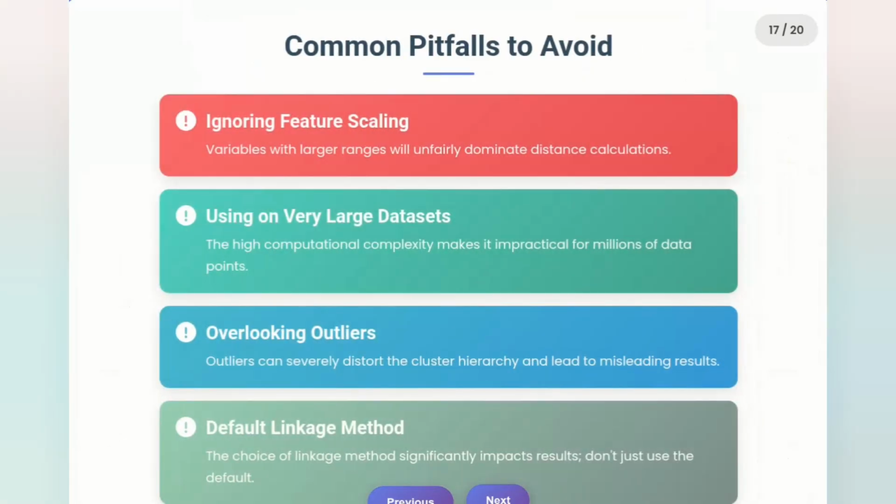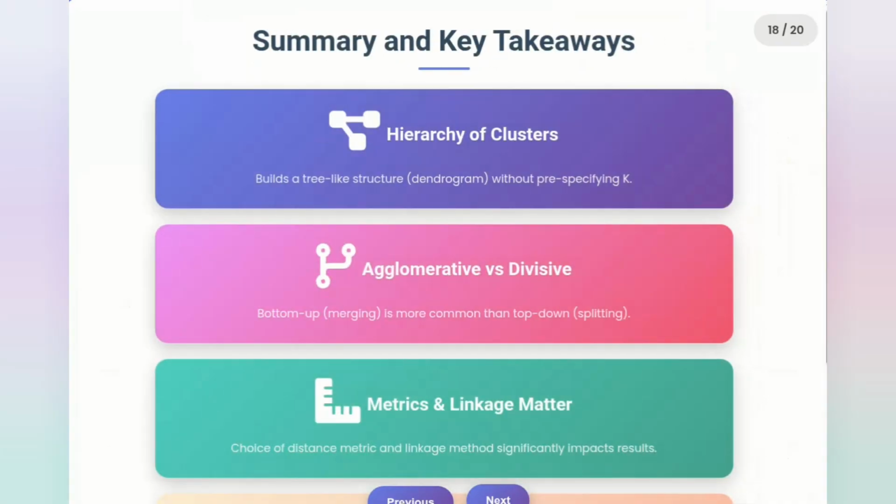Watch out for these common mistakes. Don't forget to scale your features. Variables with larger ranges will dominate the distance calculations. Avoid using hierarchical clustering on very large datasets without considering computational constraints. Don't ignore outliers. They can severely distort your hierarchy. And remember that the choice of linkage method significantly impacts results, so don't just use the default without thinking about it. Let's recap what we've learned today.